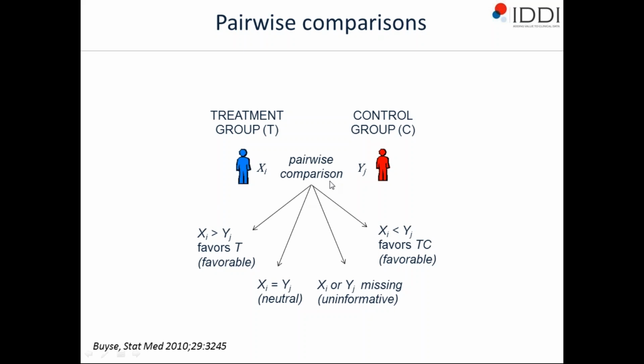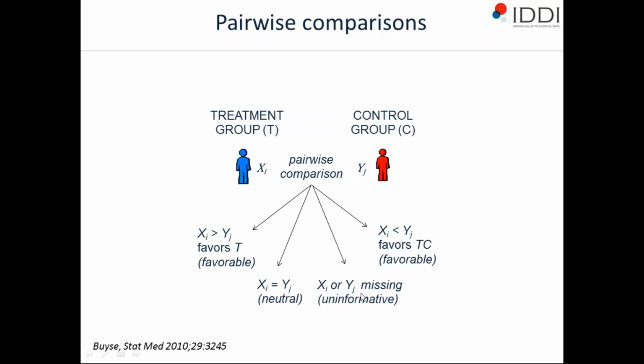And for each of these pairwise comparisons, we can look at whether Xi is greater than Yj, in which case that particular pair of patients favors the treatment arm. Conversely, if Xi is less than Yj, then the pair favors the control. Sorry, there is a typo here. It should read favors C. And then if the same outcome is observed in both patients, then obviously the pair is neutral. It doesn't favor either treatment arm.